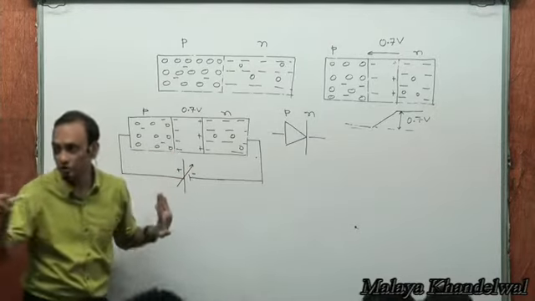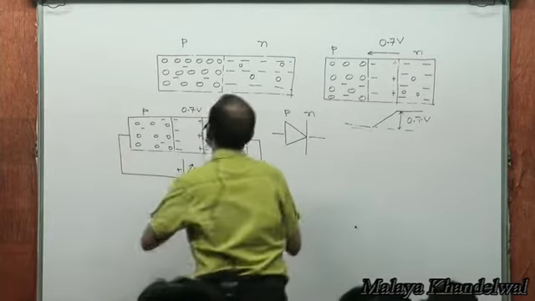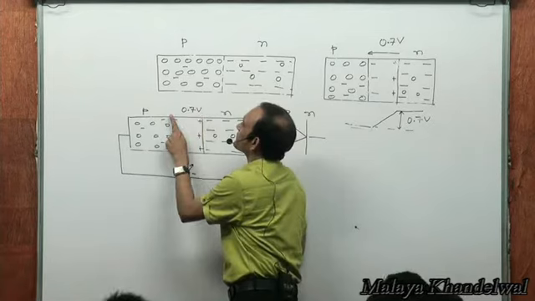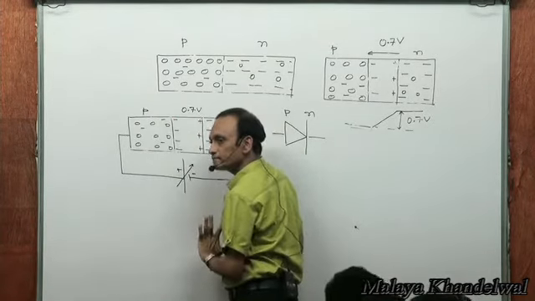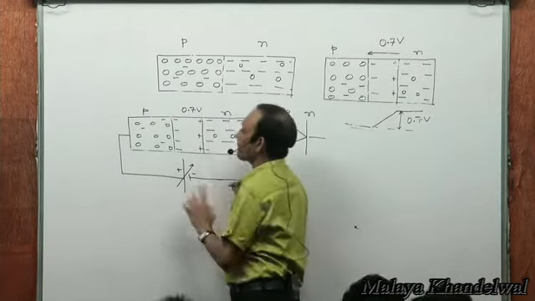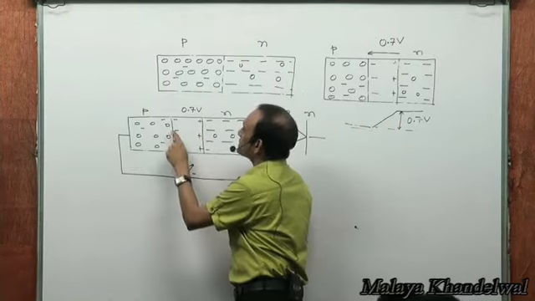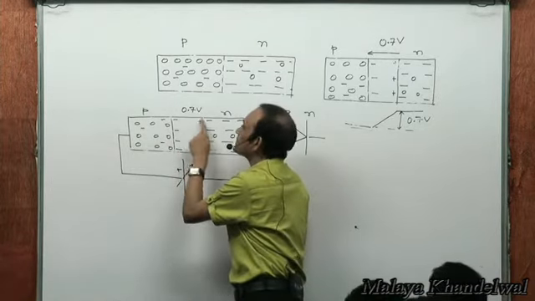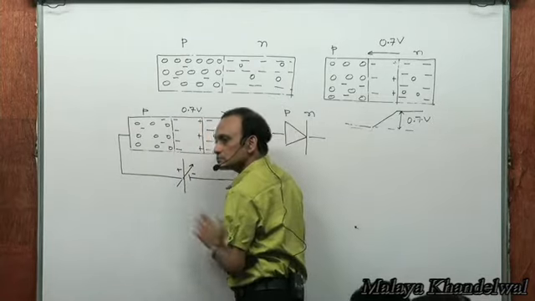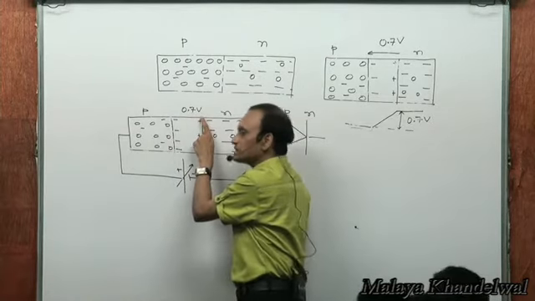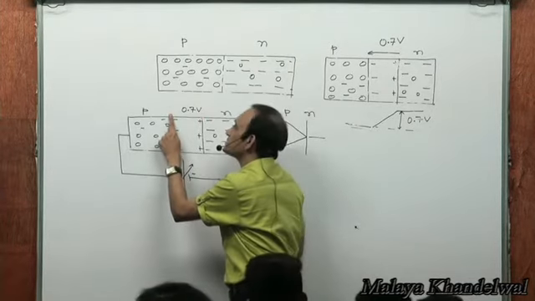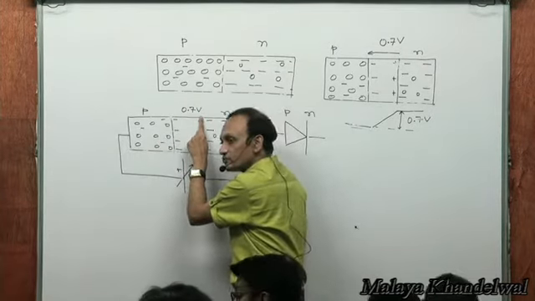No? Don't understand? See, this point is 0.7 volts higher than this, right? That's my depletion layer. Now, when I connect this part to a higher potential, then the potential difference between these two will decrease, isn't it? Because, right? Say this was x, and this was x plus 0.7 volts, right?